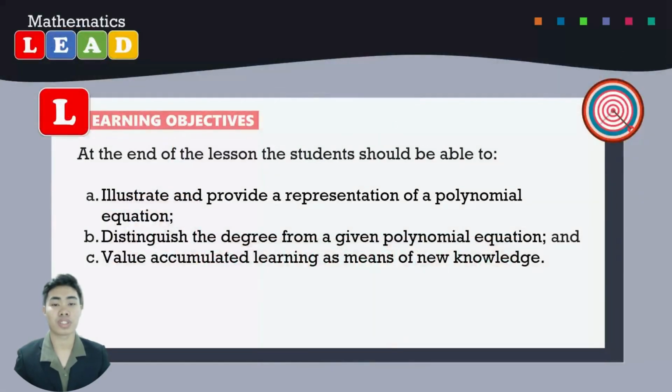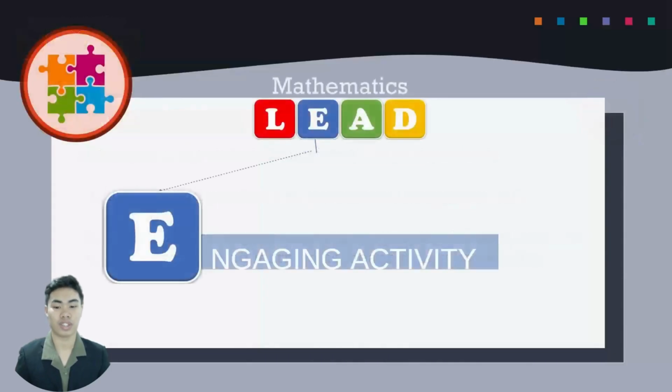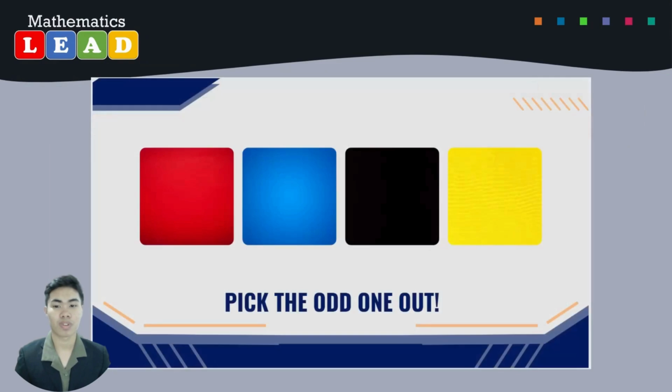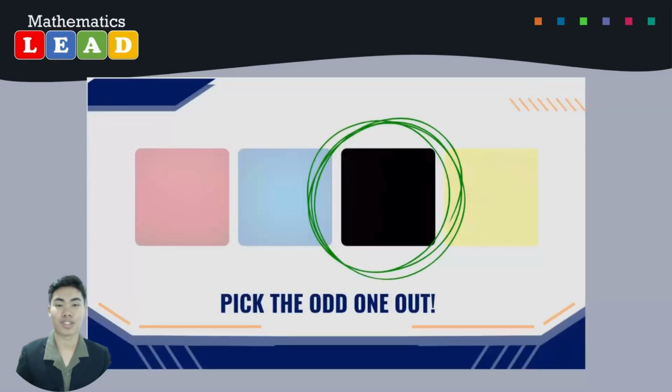Before we begin our discussion proper, let us first have an engaging activity. This activity is entitled Pick the Odd One Out. You will choose the image that is different from the rest of the group. Is it clear? Now let's begin. For our first group, correct, it is black, since black is the only color that is not from a primary group.